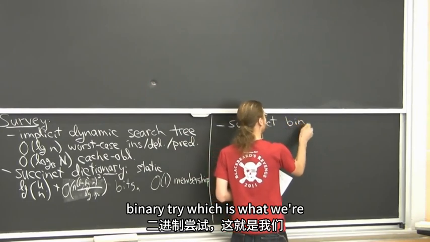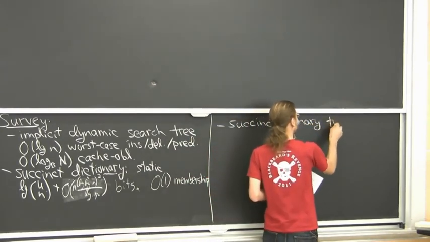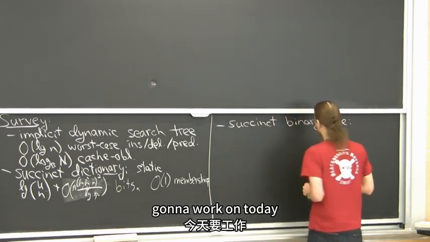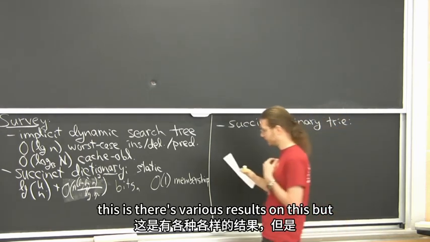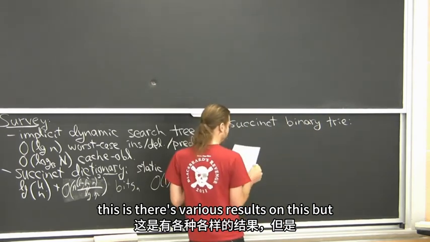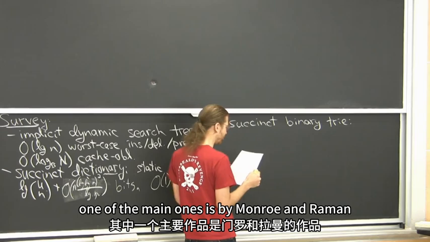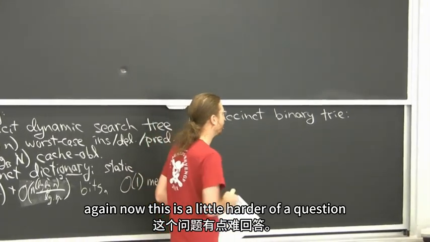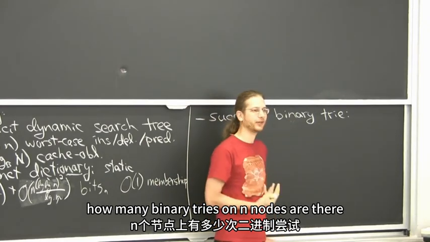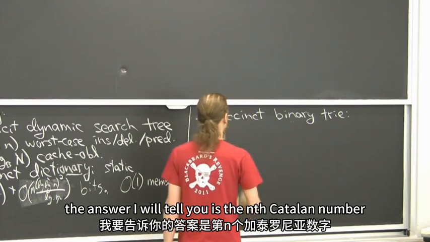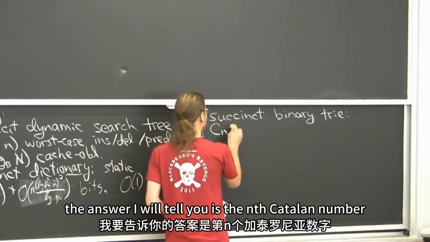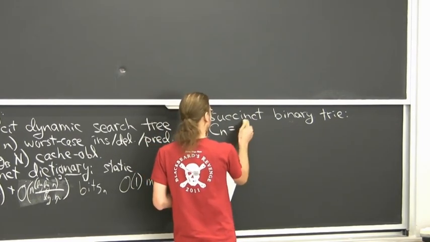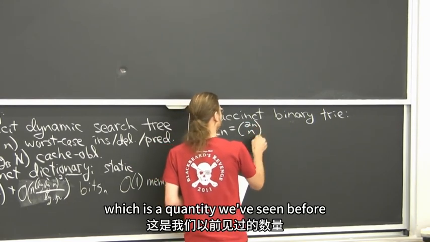Binary trie, which is what we're going to work on today. There's various results on this, but one of the main ones is by Munro and Raman. Again, this is a little harder of a question. How many binary tries on n nodes are there? The answer, I will tell you, is the nth Catalan number, which is a quantity we've seen before.